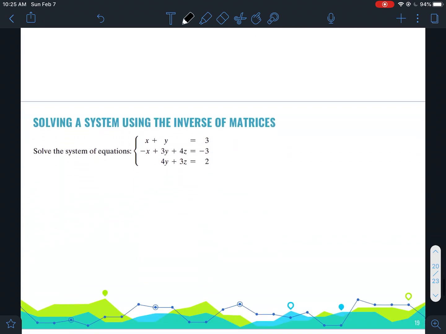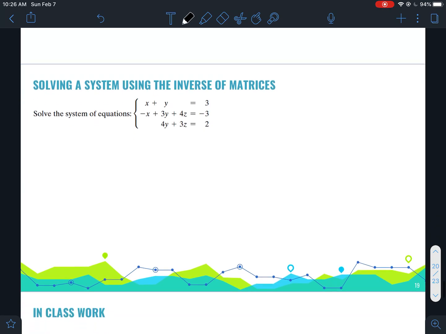All right. So if you wanted to use matrices to solve a system of equations, what you can do is take your inverse matrix and multiply it by what we're going to call the x matrix, and you would get your solution matrix. So you would take the inverse matrix times x.